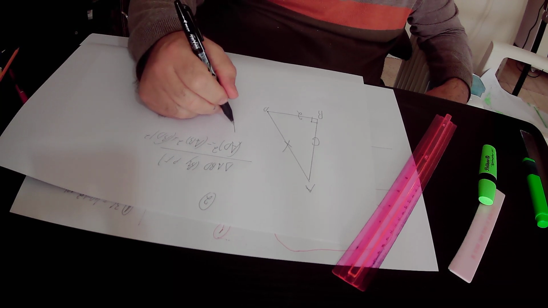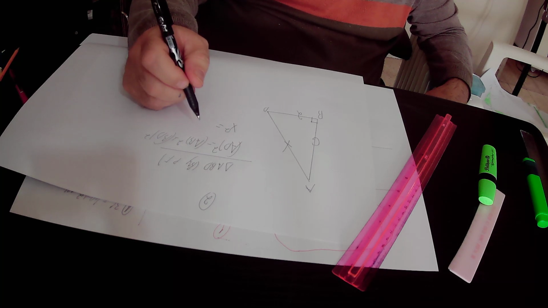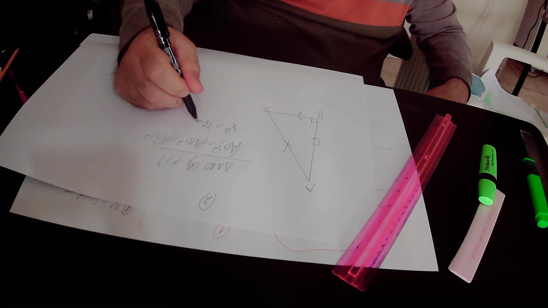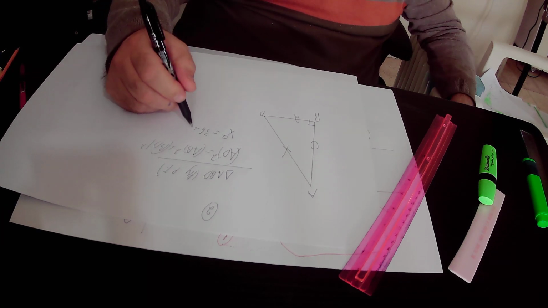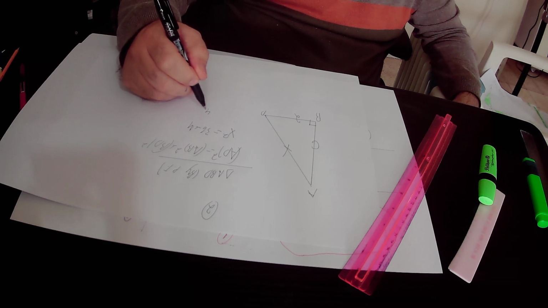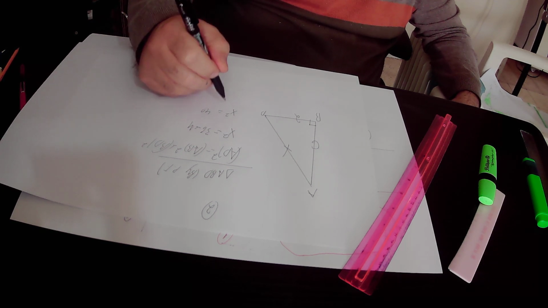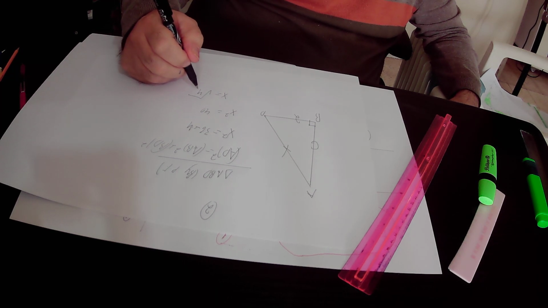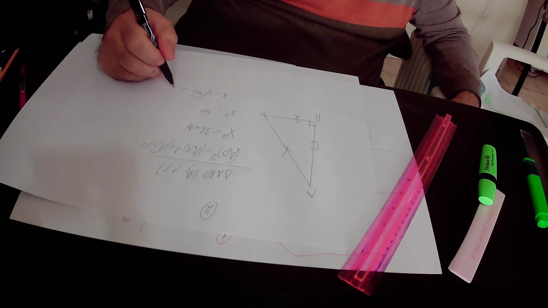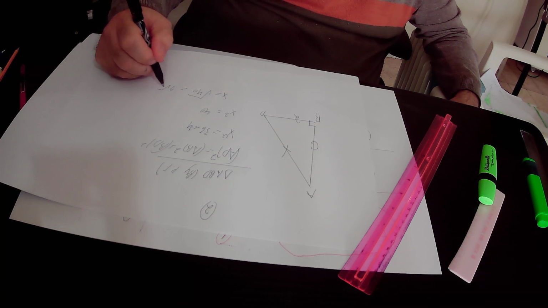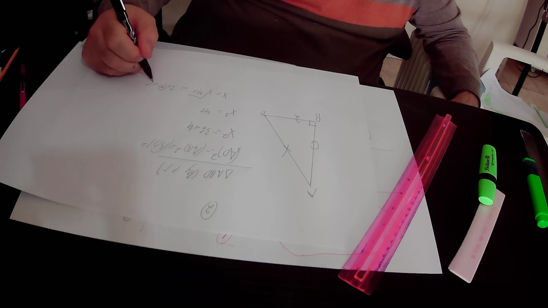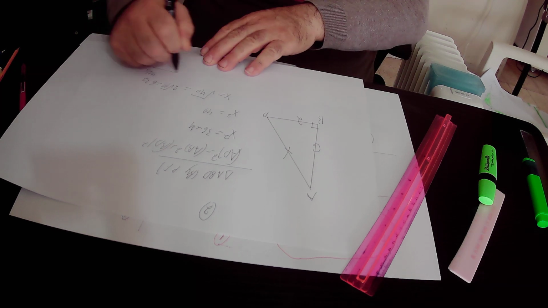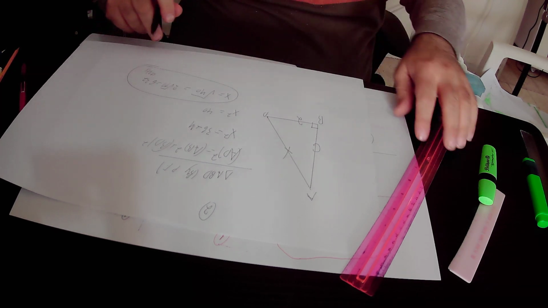AD is x, so AD squared is x squared, and it is equal to AB squared, AB is 6, so AB squared is 6 squared, it is 36, plus BD squared. BD is 2, so BD squared is 2 squared, it is 4. 36 plus 4 is 40. So we found out that x squared equals 40. We take the square root of this equation and we find that x equals the square root of 40, that is actually equal to 2 times square root of 10 units, so in terms of numbers it is equal to 6.32 units. Okay, we finished with the first method.